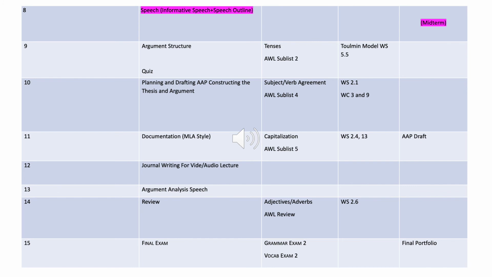Week 13, argument analysis speech. This is the time when you will be supposed to work on how to convey through your speech your analysis of a given argument. Week 14, review of the syllabus. Additional topics could be adjectives, adverbs, Academic Word List review. Week 15, final exam, grammar exam 2, and vocabulary exam 2. Those two segments, grammar and vocabulary, could be part of the final exam. And then you will submit to me your final portfolio in week 15.